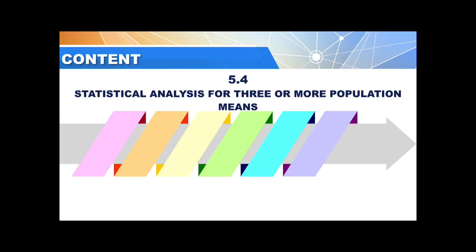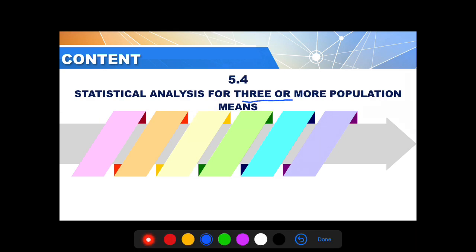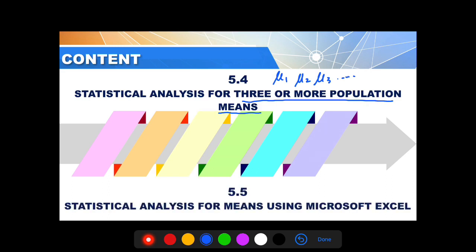Okay, let's look at what we have in the content. 5.4 Statistical analysis for 3 or more population mean. Now the case is you have mu1, mu2, mu3 and so on. Because you have more than two population mean, you can no longer use traditional hypothesis testing. You have to use what we call ANOVA. So we'll cater for it in this subtopic. 5.5 statistical analysis for means using Excel. So we will conduct statistical analysis using Excel.